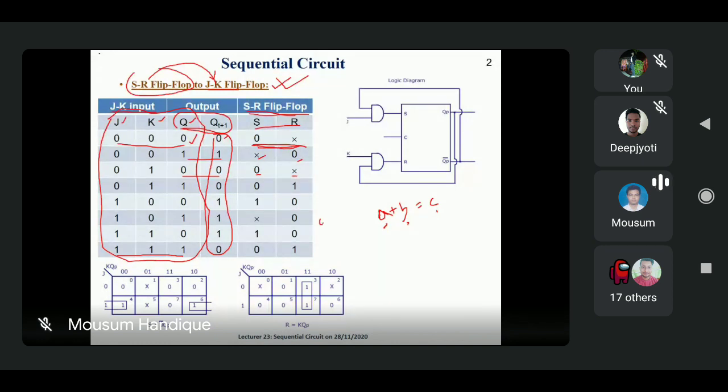What is the name? We cannot say that this one is the state table. This one is called a conversion table. Conversion table. Any doubt on this one? If any doubt, please ask me. This one is called a conversion table.